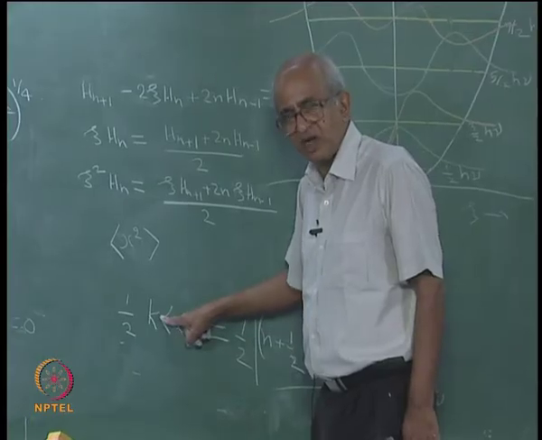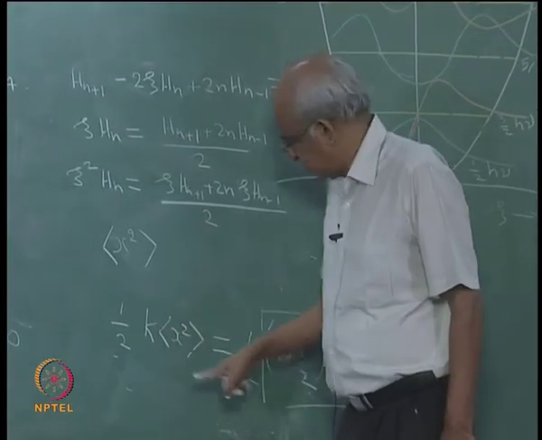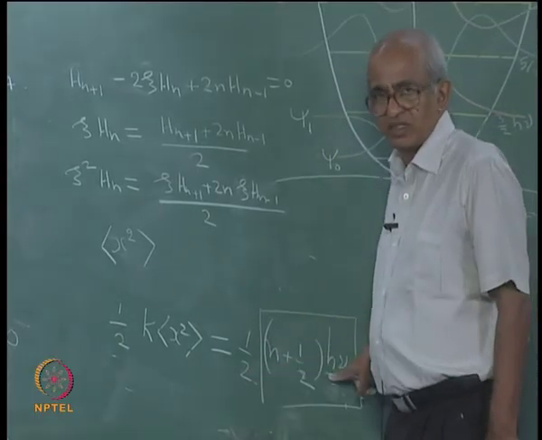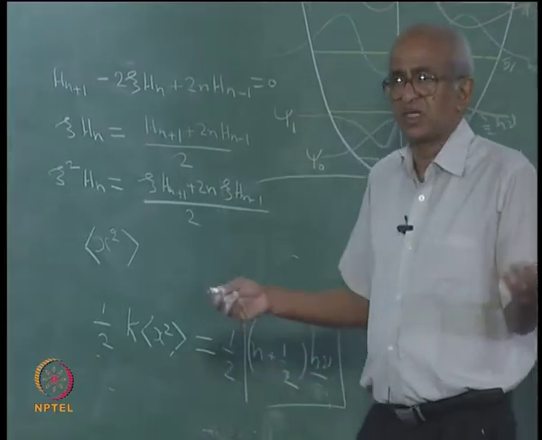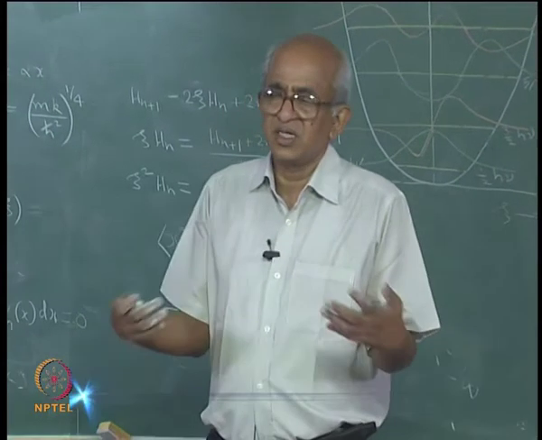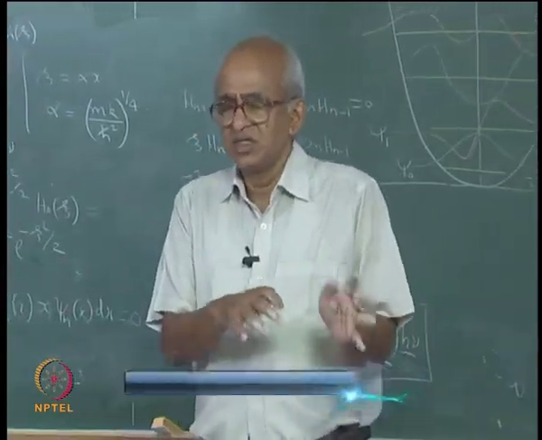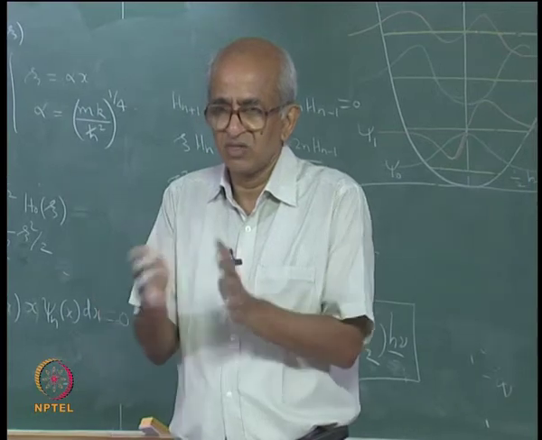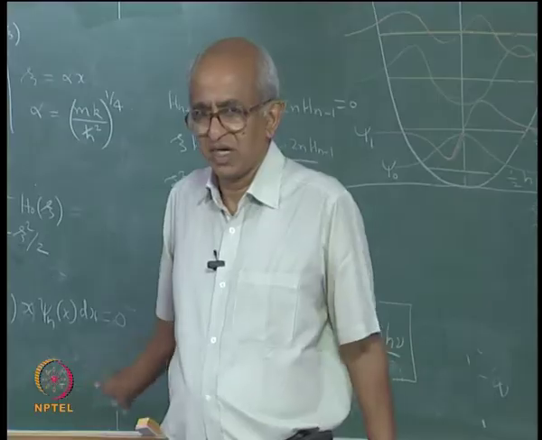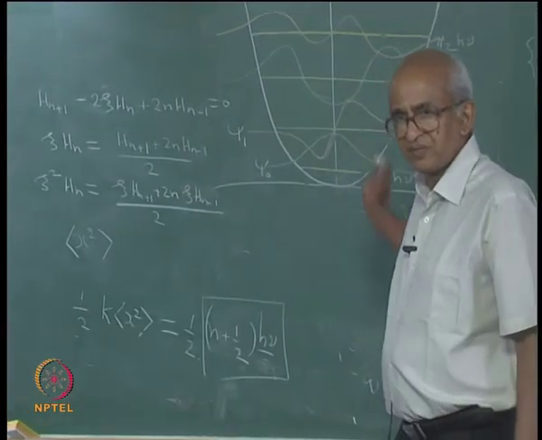So, this says that the average value of the potential energy is equal to half the total energy, which is not surprising, because the system has both kinetic and potential energies, and for this system it is such that the average value of potential energy is equal to half the total energy. That is what happens, and you will get this result if you evaluated these integrals. Okay.